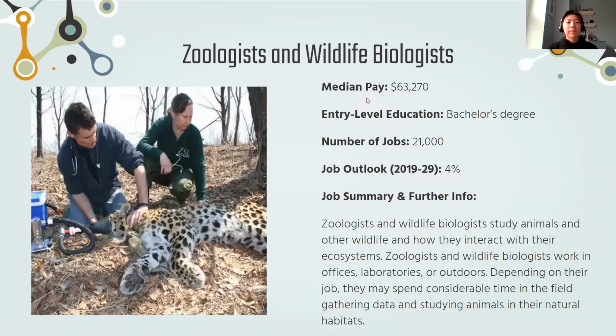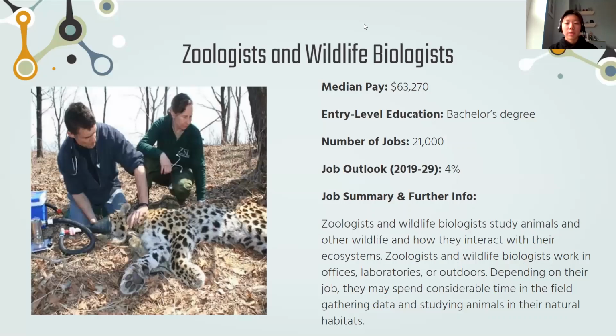Okay, so next we have zoologist and wildlife biologist. They have a median pay of 63,000. You need a bachelor's degree, which is the lowest level of education you need to become one of these biologists. The number of jobs is 21K. Job outlook is looking to be 4%.